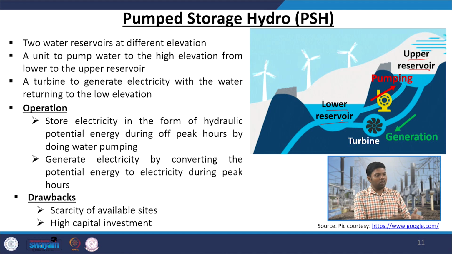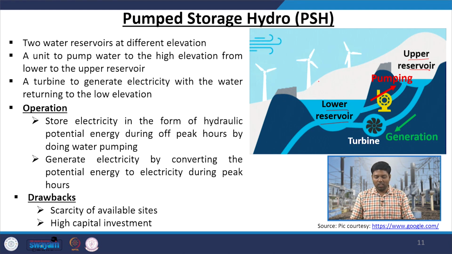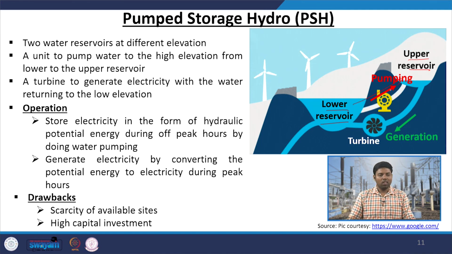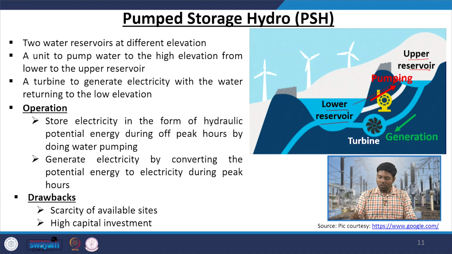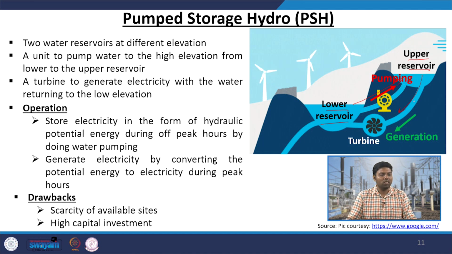That means one is down at the hill, one is at the top of the hill. So, it operates when, let us say, you have renewable power generation available. At that time, you will pump the water from the lower reservoir to the upper reservoir. And similarly, when you need that electricity, at that time you discharge the upper reservoir water through the turbine to the lower reservoir, and that is how the hydro power generation is done.